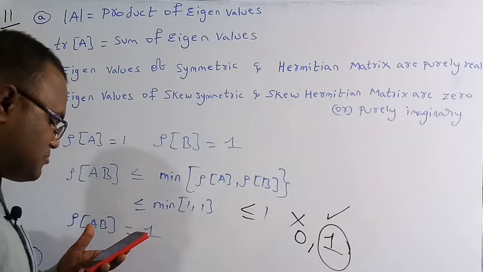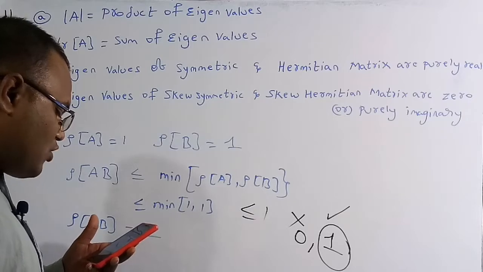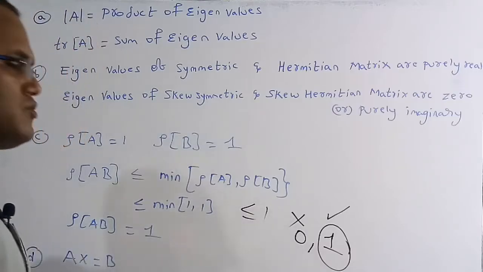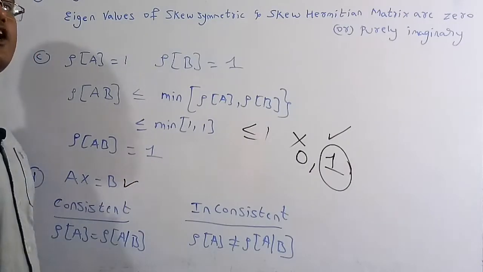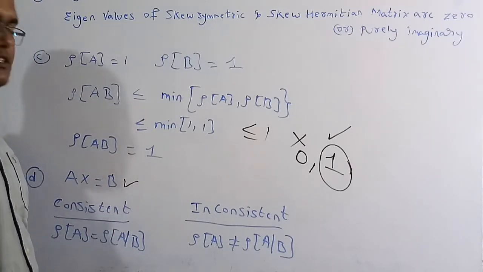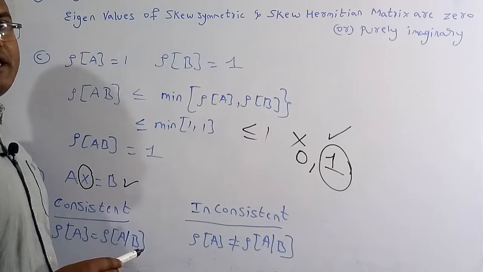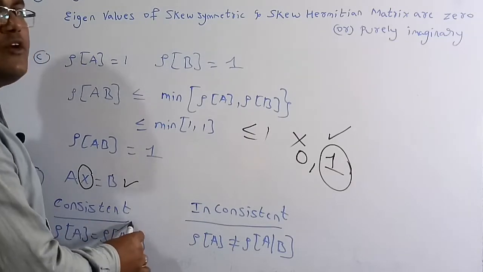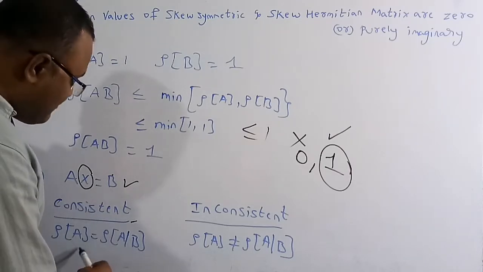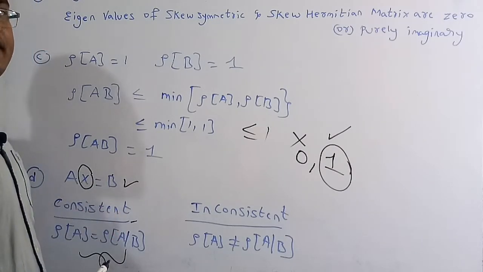Statement 4 is here: a system of linear non-homogeneous equations is consistent if and only if the rank of the coefficient matrix is less than or equal to the rank of the augmented matrix. See, in the question, Ax equal to B is called a non-homogeneous equation, because when B is not equal to 0, we call it non-homogeneous. It is consistent, meaning we can find the unknown variables, only if the rank of A is equal to the rank of the augmented matrix. Only under this condition are we going to get the exact solution.